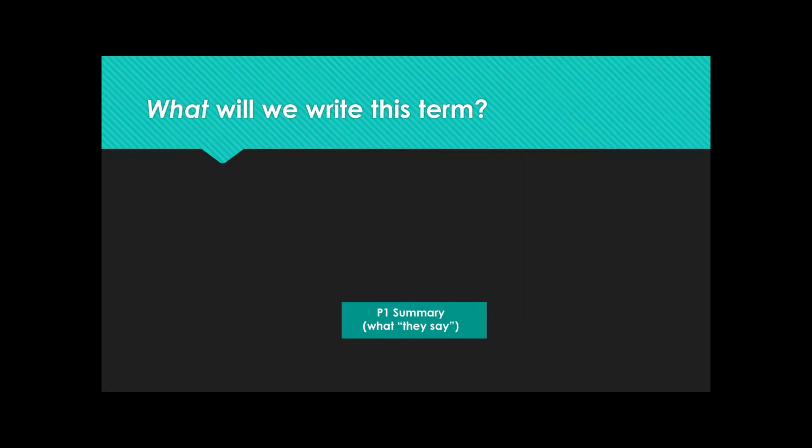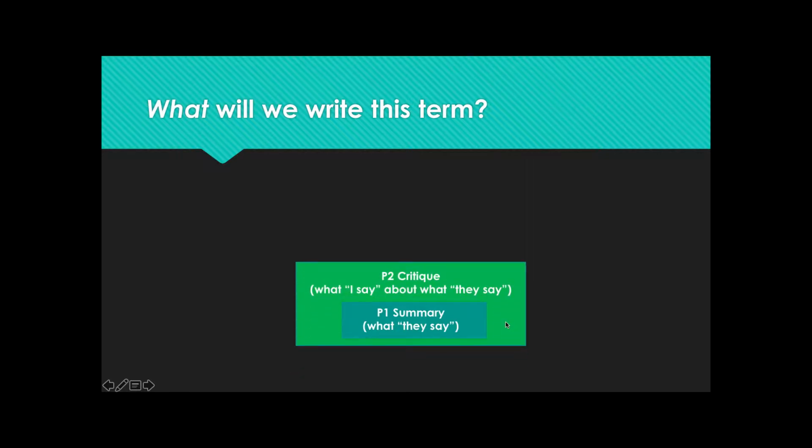The first one is going to be a summary, where we're going to learn how to accurately understand and write about what they say, our source material. The second paper is going to be a critique, and that's once you know well what someone else says, you're going to be able to say what you think about it, critique it. So does it make sense? Is there enough evidence? That's going to be the critique, and you can see that the critique will contain within it a summary. So all of our projects this year are going to build on the previous ones.